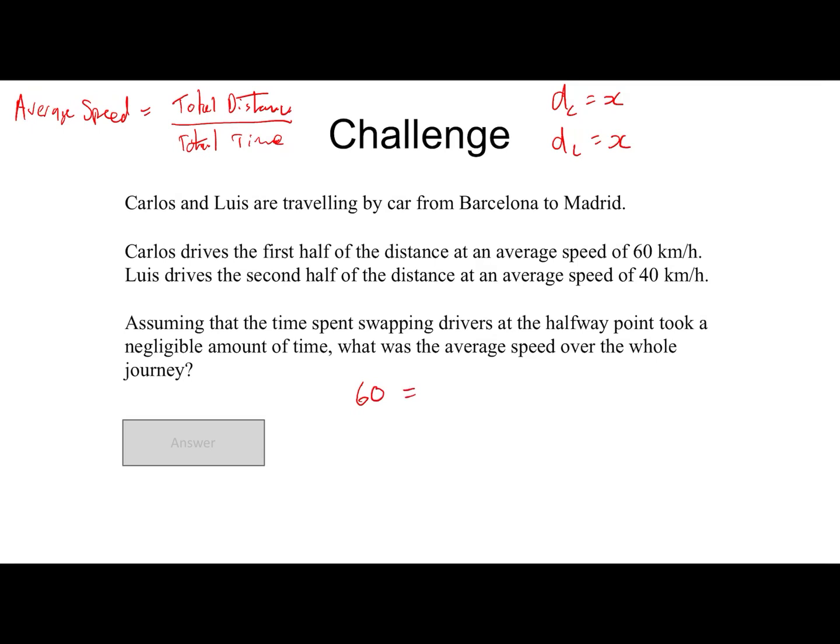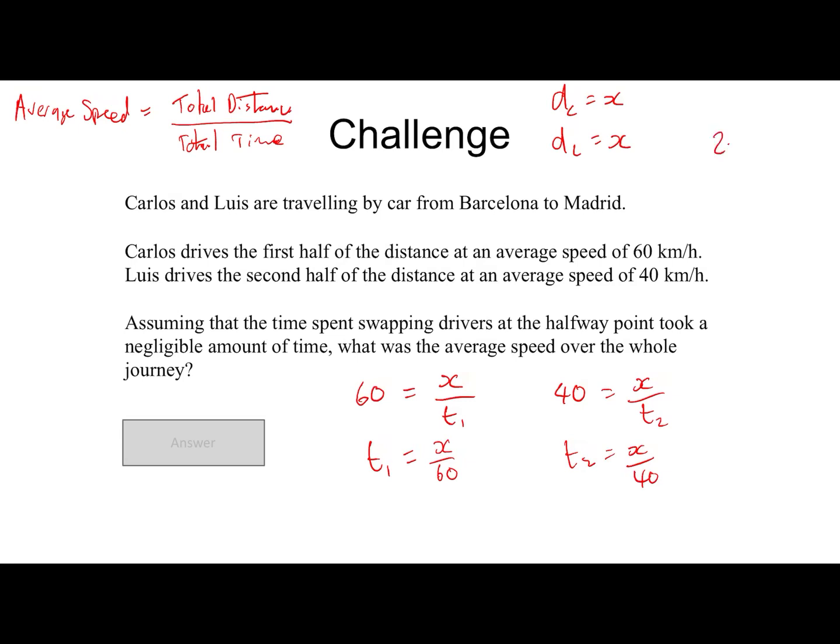We don't know the time either, but what we do know is that speed equals distance over time. So Carlos drives at 60 kilometres an hour for a distance of x over the amount of time it takes. And it's the same for Lewis: he drives at 40 kilometres an hour for a distance of x over the time that he takes. I'll call that time 2. So I can now write time in terms of x: time 1 is going to be x over 60, and time 2 is going to be x over 40.